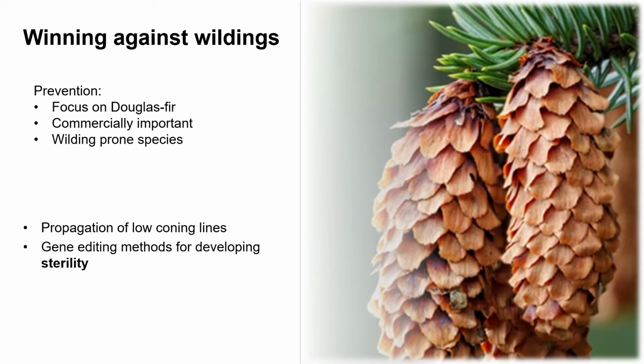And we took 2 basic approaches to do this, which I'm going to talk about today. The first of these was the propagation of naturally low coning lines. In Onslow 1 seed orchard, they had some trees which they'd identified as being low coning. Year on year, they produced fewer cones than the other Douglas fir trees in the orchard. We wanted to propagate these trees, see if they preserved their low coning nature, and test them out in the environment. The second thing we wanted to do was use the gene editing technology I've just spoken about to see if we could develop some sterile trees which couldn't generate wildings.